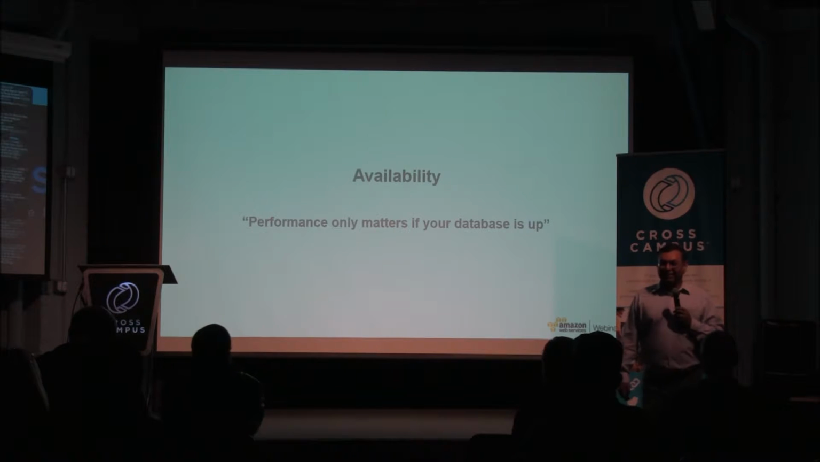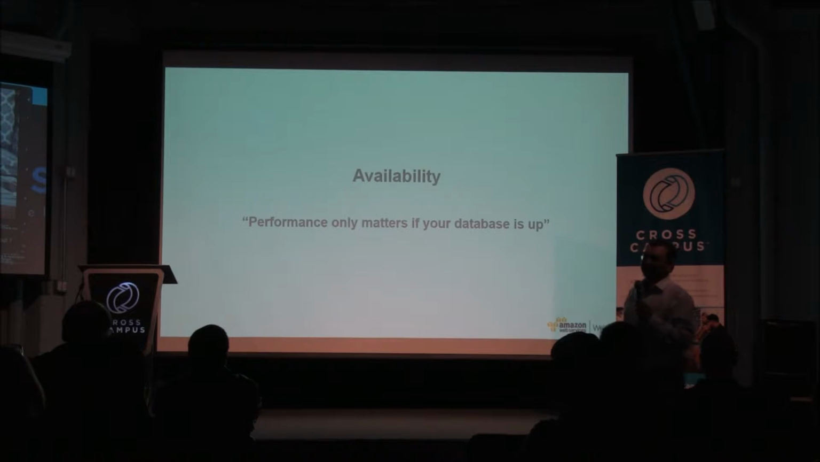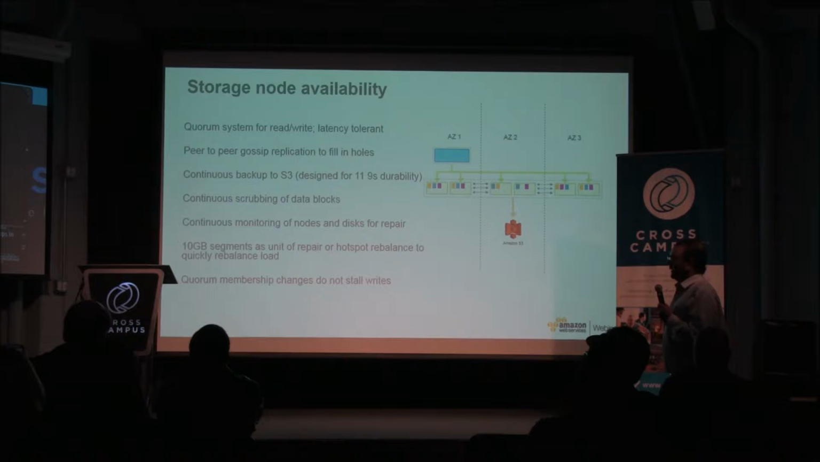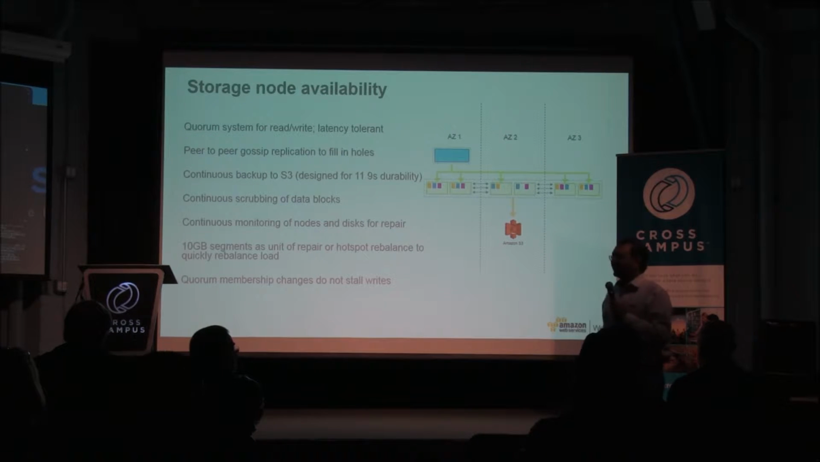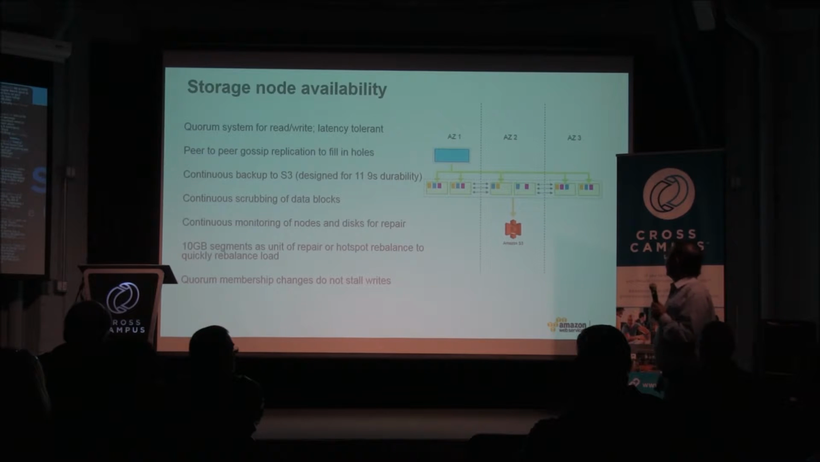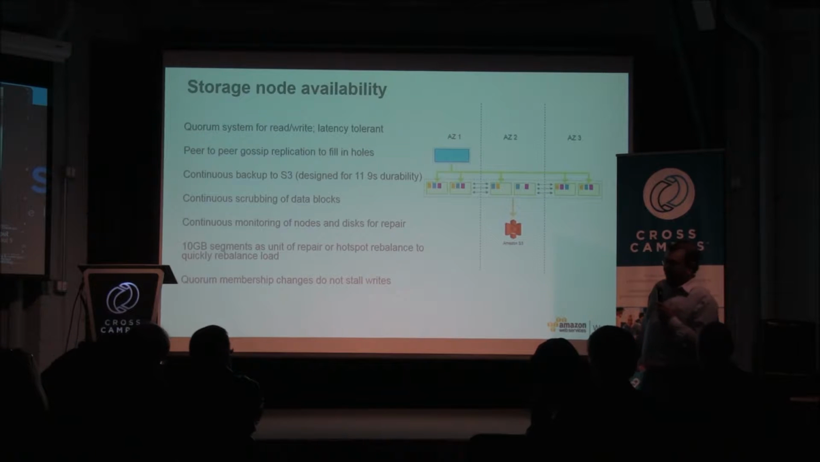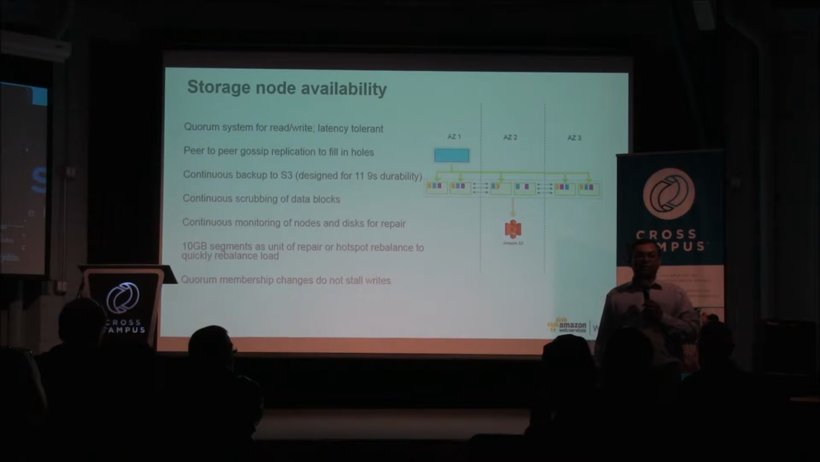Now, this is very important. You can generate whatever performance you want, but if your database is not up, it doesn't really matter. So a lot of innovation has gone into the way we have architected storage. What we do is keep 6 copies of every piece of data, spread across 3 different availability zones on 6 storage nodes. Now, we have many more than 6 storage nodes.